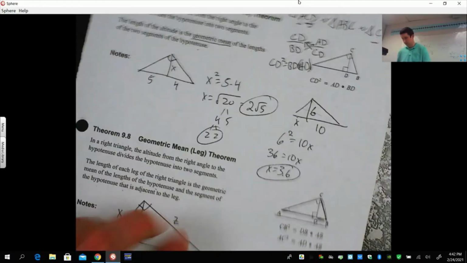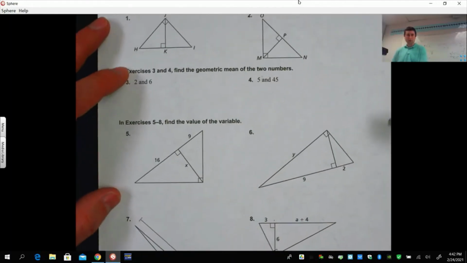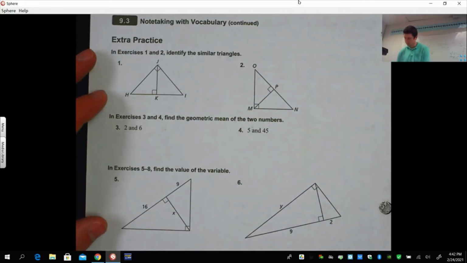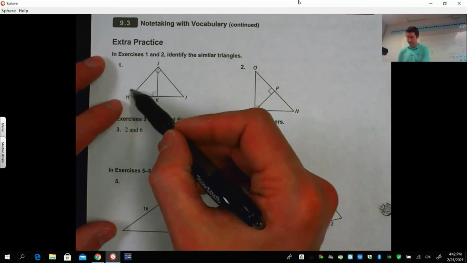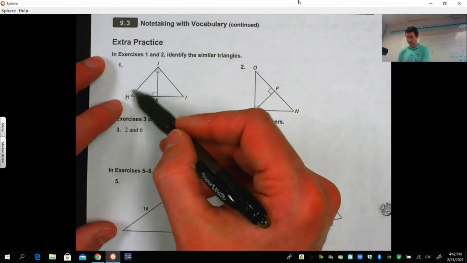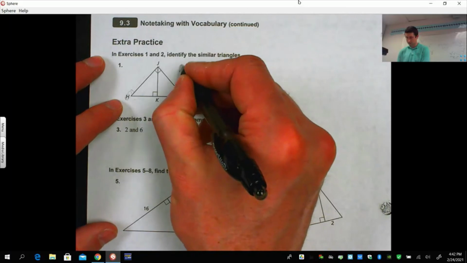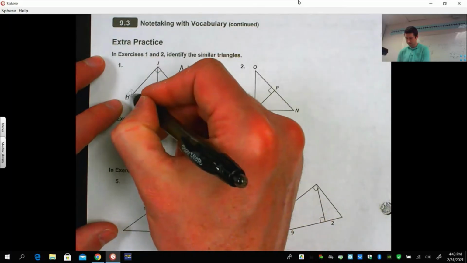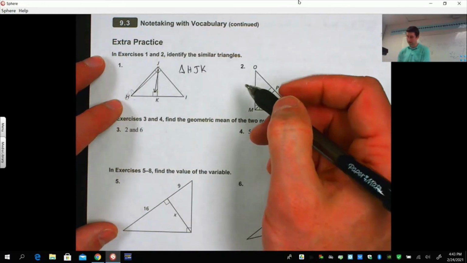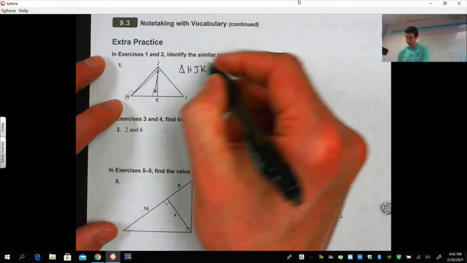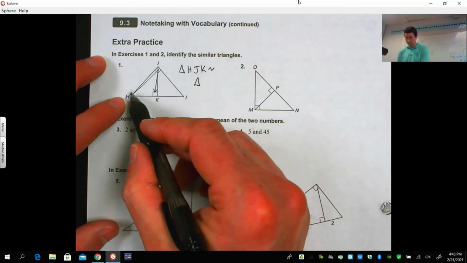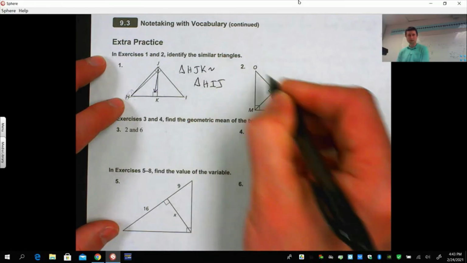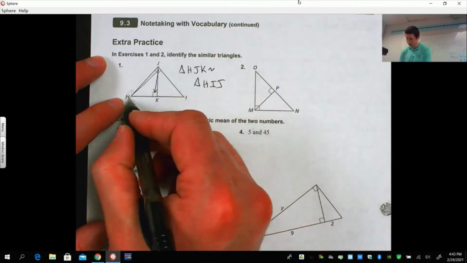Okay, let's get to work here. Exercises 1 and 2: identify the similar triangles. We're going to start here on the left side. Write your first triangle, going up first. I'm going to say triangle HJK, up and then down. I'm doing that one first. HJK is similar to triangle, now I'm going to go the other way and get the big one, HIJ. So I got that one.